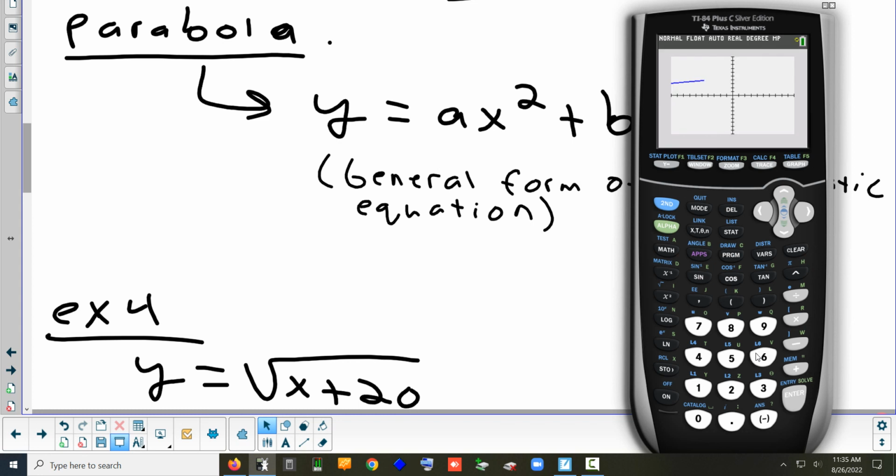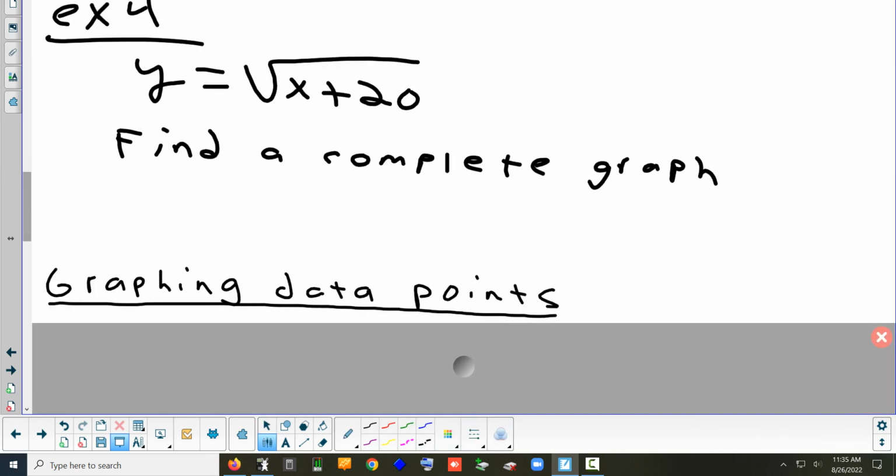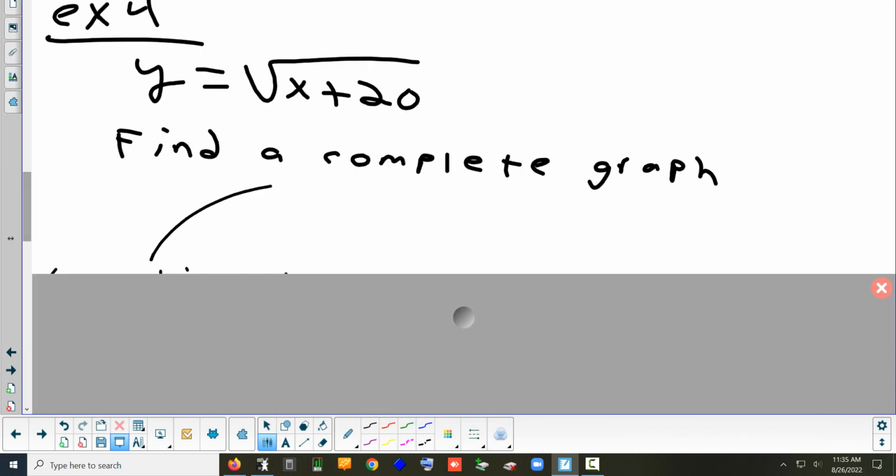Remember, zoom 6 is a window from negative 10 to 10. Now, I know that I didn't type in a straight line. That would be like y equals mx plus b. Square roots are not straight lines. This is not a good window. Square roots, in general, should look something like this. They curve in one direction, where they curve that way.